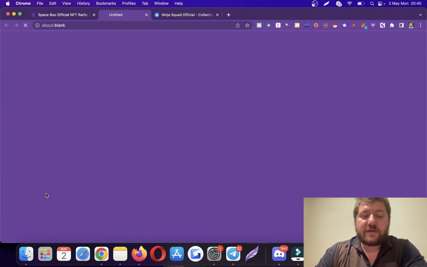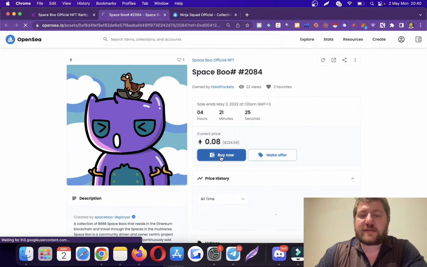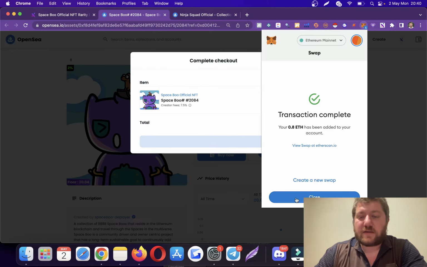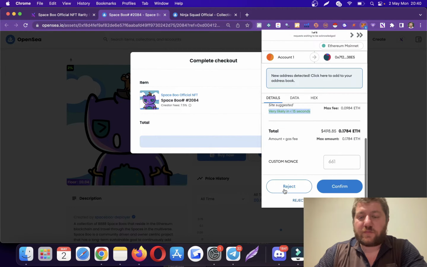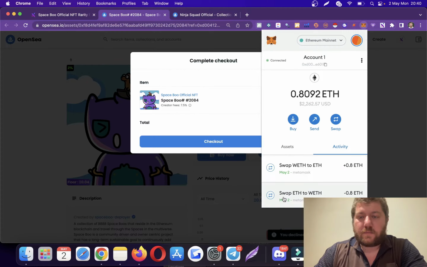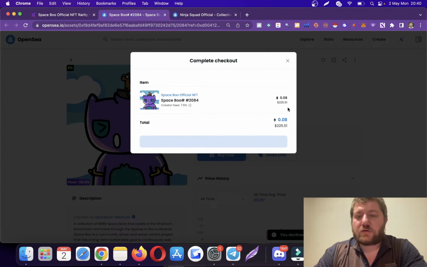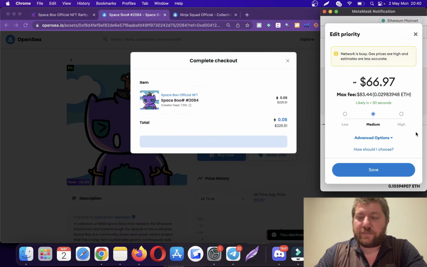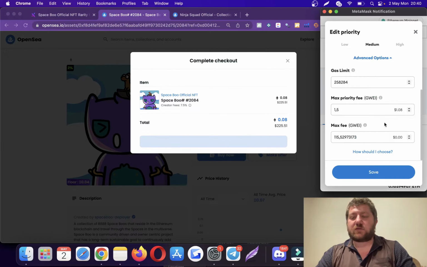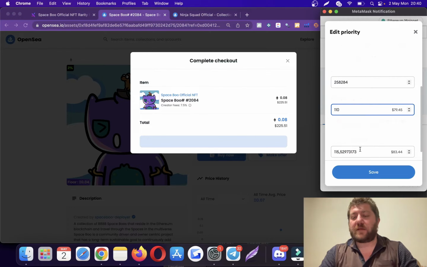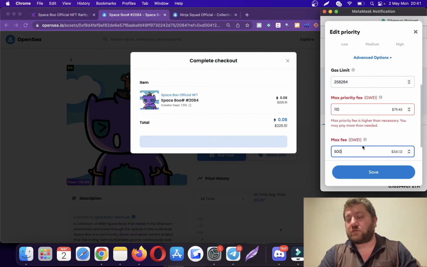You can still do the same thing on OpenSea. So let's assume that we are buying it, and let's go to checkout. Oh, actually, I have a lot of notifications. Let me clear them out. These are from the previous ones. Okay, I will just do it again. So it's going to pop up my MetaMask. When it pops up, you can change the gas setting here. You can go to advanced options, you can change the priority fee, or you can change the max gas fee you are willing to pay.